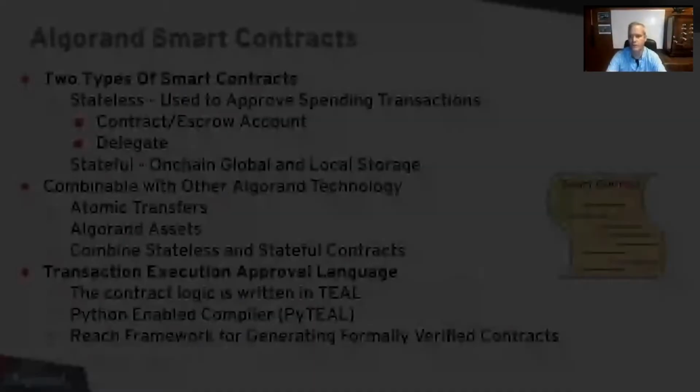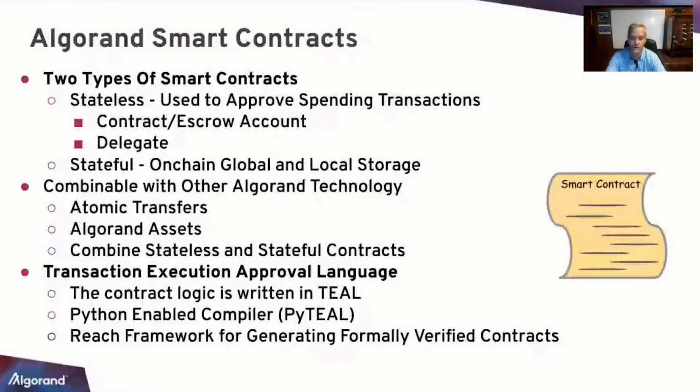So to start with, Algorand has two types of smart contracts. We have what we call stateless and stateful contracts. These are both layer 1 smart contracts. And we'll dig into what each one of those does in just a moment, but those are the two primary ones that we have on-chain, right? Additionally, we're developing off-chain smart contracts that we'll discuss at a future day.